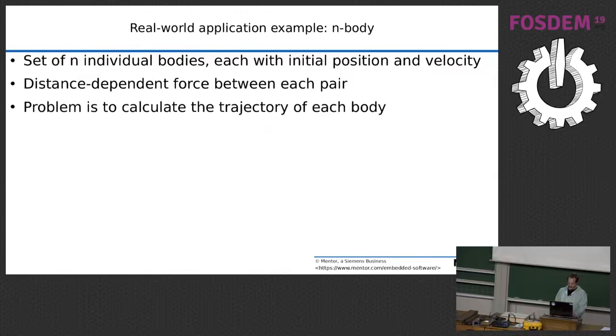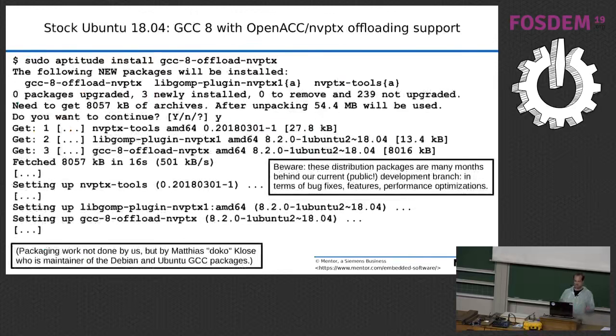And I will, oh right, there's one slide missing before I show the demo. I'm showing this with the GCC 8 compiler as shipped by Ubuntu 18.04, so roughly 1 year old. Is the maintainer of these packages here, Matthias Klose, Doko? No? He wanted to see that. He has done the packaging of that GCC stuff, so that's available in your Debian Ubuntu packages. You just have to install the GCC 8 offload NVPTX package and its dependencies.